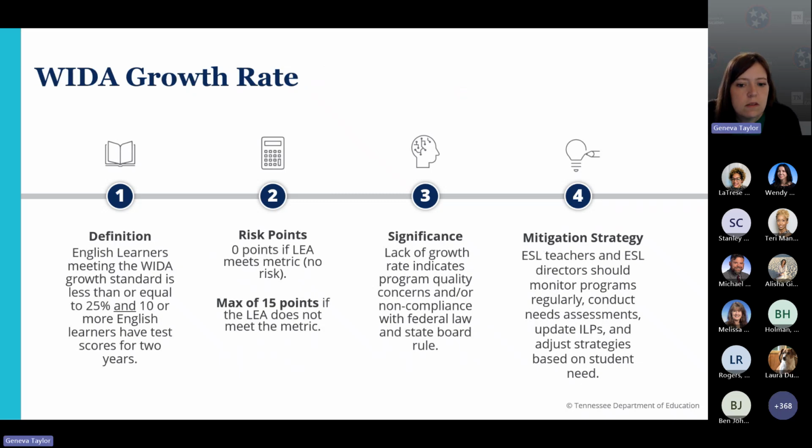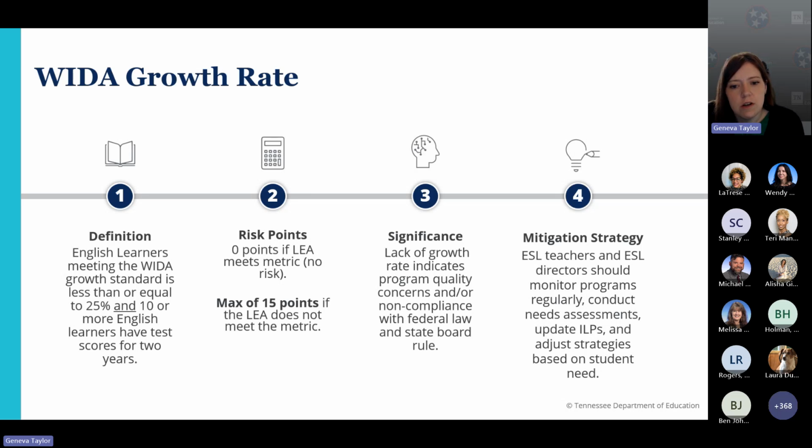For WIDA growth rate, since this data is coming from previous years, we are using WIDA growth rate. English learners that met the growth standard is our definition. If they did not meet this standard and 10 or more English learners have test scores for 2 years, then the LEA will receive 15 points here. We know that a lack of growth and stagnation in an ESL program indicates program quality concerns, non-compliance with federal law or state board rule.